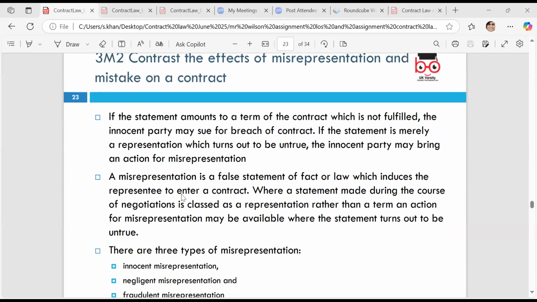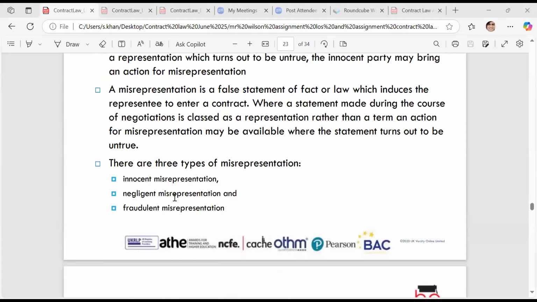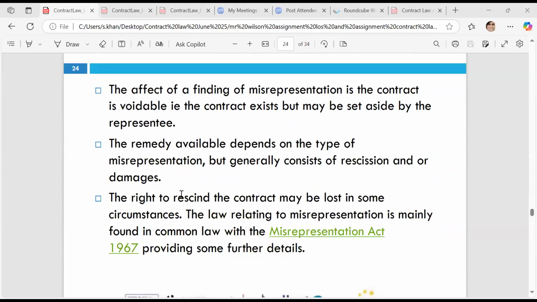Whereas mistake, on the other hand, relates to a shared or unilateral misunderstanding about a fundamental aspect of the contract, potentially rendering it void from the start. So as mentioned, there are three types of misrepresentation: innocent, negligent, and fraudulent, which we looked at earlier. The effect of misrepresentation is that the contract is voidable, and the remedy depends on the type of misrepresentation, whether damages are awarded or not.